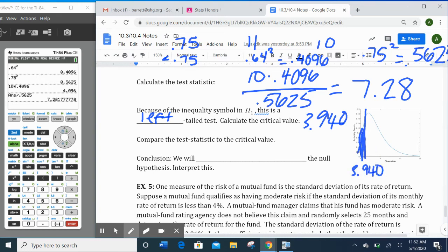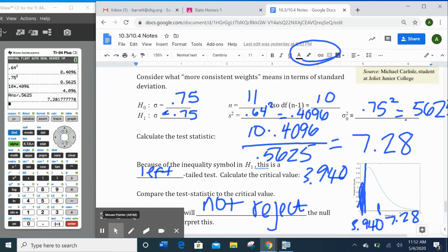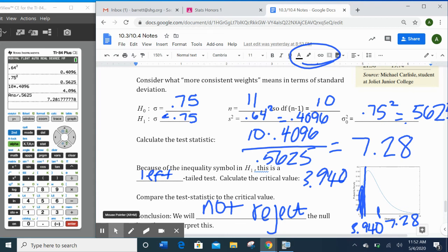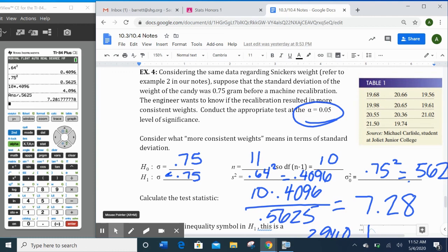So 7.28 would be over here somewhere. Since it's not in the rejection zone, it's not in the shaded region, we will not reject the null hypothesis. And not rejecting the null hypothesis means that there is not enough evidence to conclude that the alternative hypothesis is true. So interpreting it would be to say there is not sufficient evidence to conclude that the new calibration results in more consistent weights.